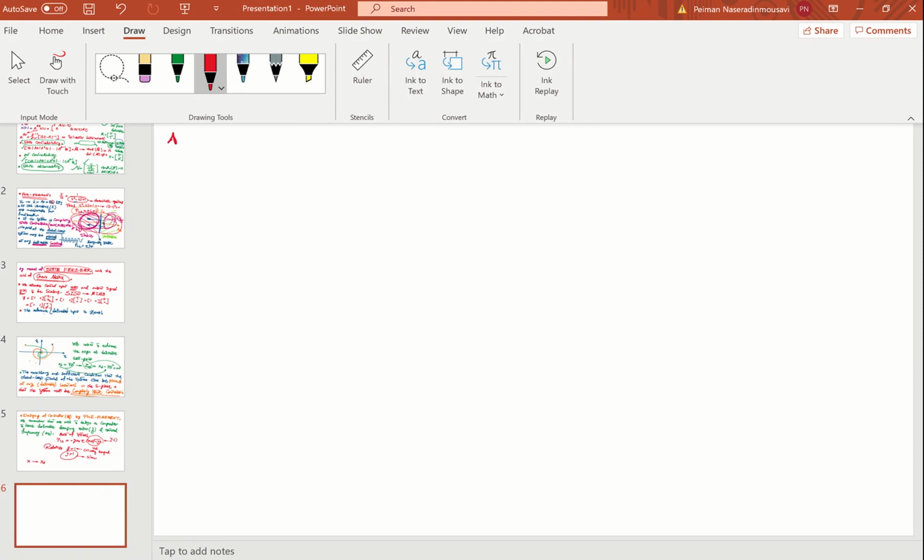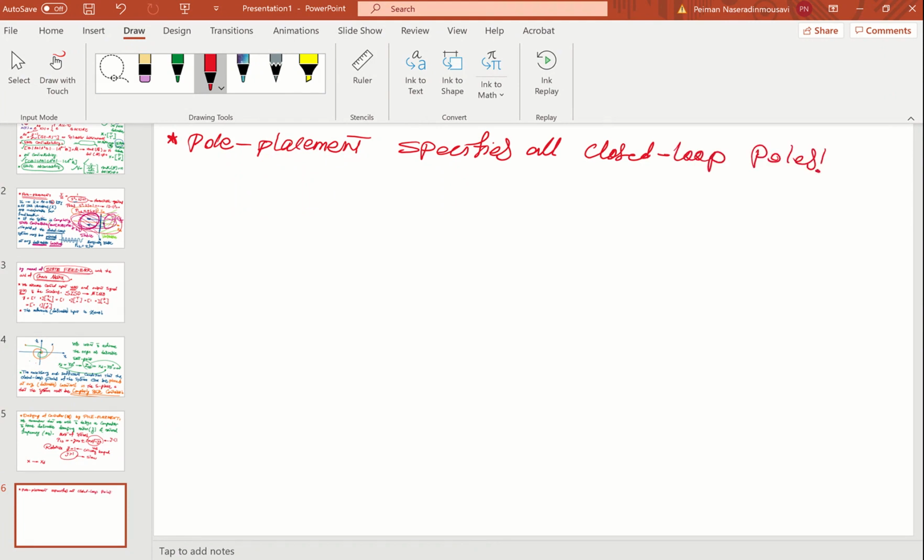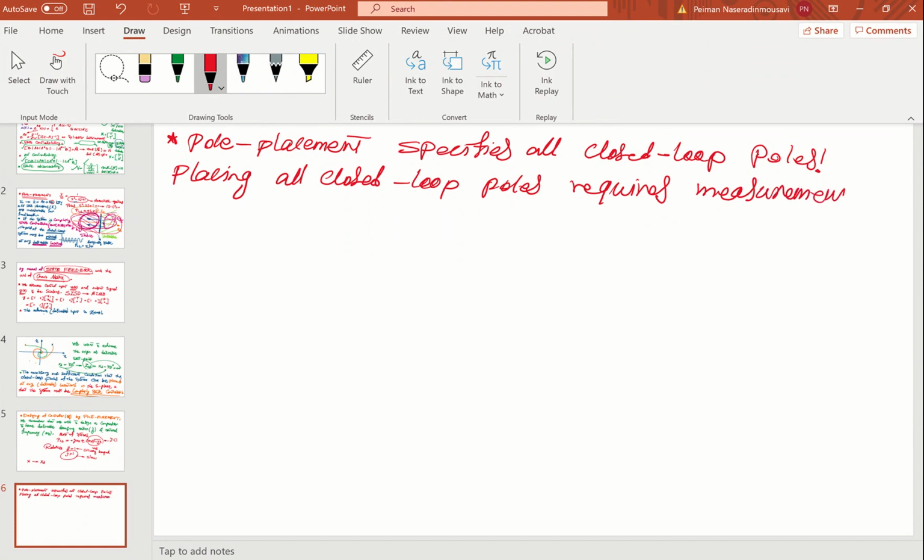Okay, so as I said, pole placement specifies all closed loop poles, okay, and placing all closed loop poles requires measurement of all state variables using a state... what?